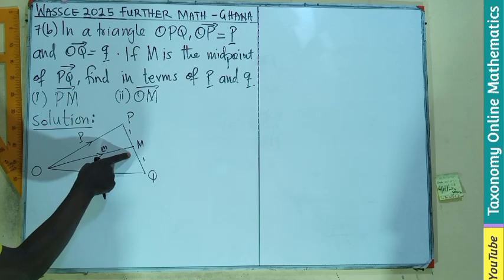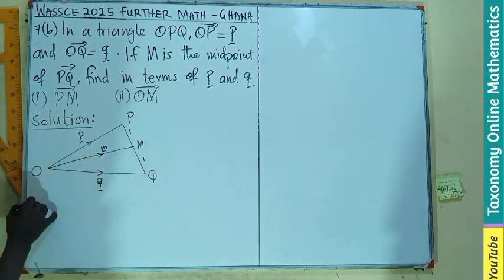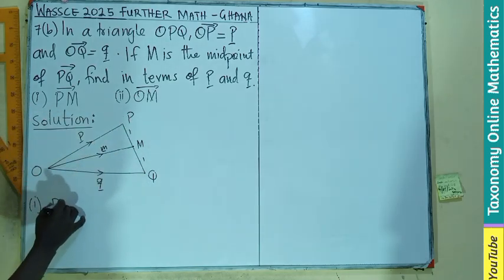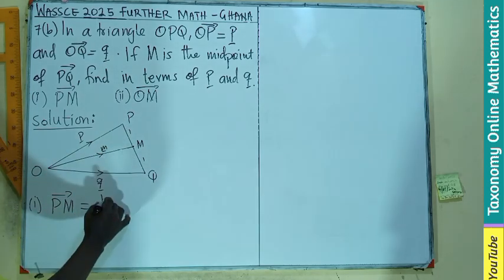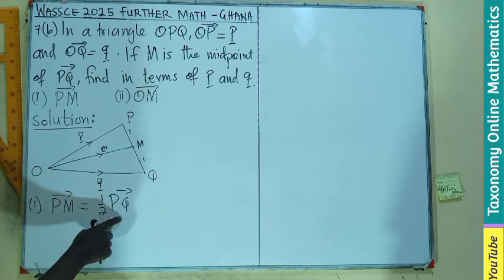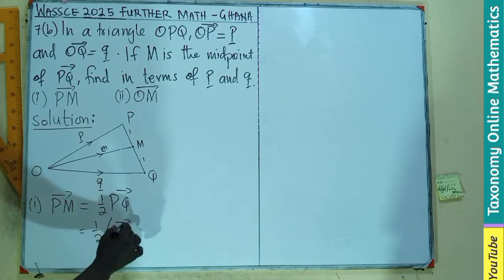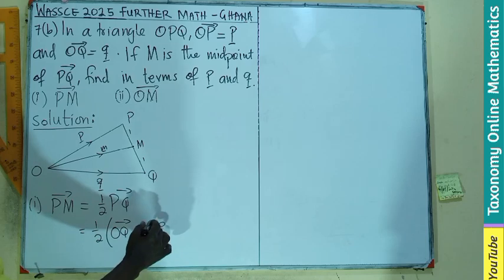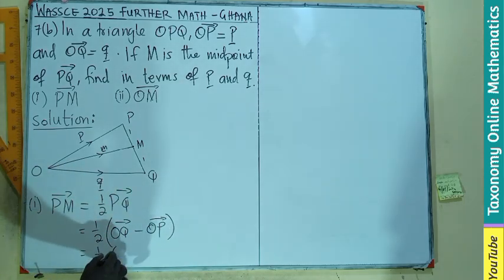Okay, PM. We can see that PM is actually a direct division of PQ. So if I pick the first one, looking for PM as a vector, it could be half of the PQ as a vector. And how do we find PQ? We can find this PQ as a position vector. So 1 over 2 is going to be OQ minus OP in terms of position vectors, which is going to be 1 over 2.